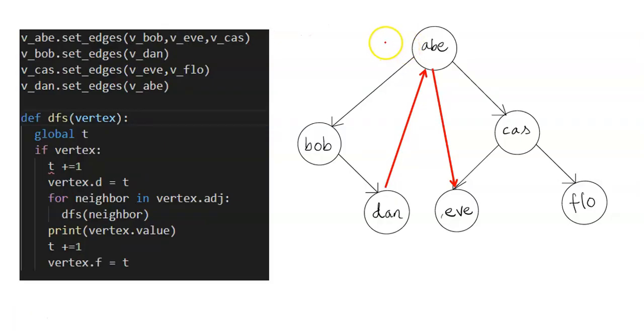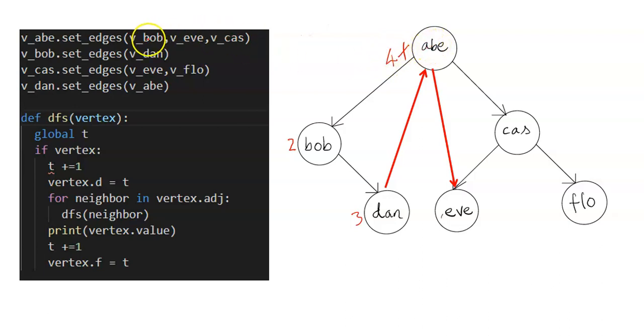The reason why we have the infinite recursion is that at time step 1 we would be here, and as usual Abe would call DFS for Bob, and at time step 2 Bob's visit time would be 2, and then as usual Dan is on Bob's list, so we visit Dan. But now Dan has a list, and the first item on its list is Abe. So it's going to change the vertex.d for Abe from 1 to 4.